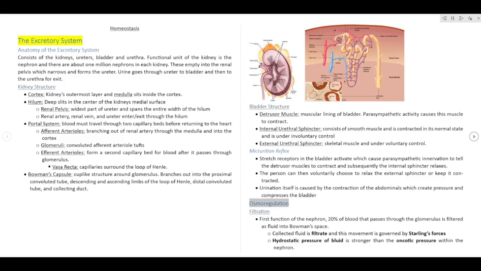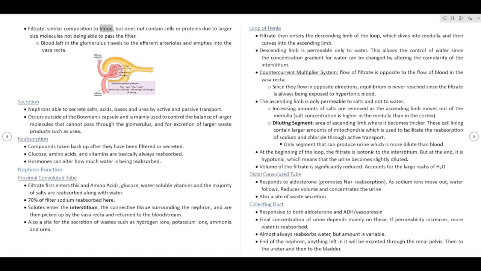Osmoregulation. Filtration. The first function of the nephron: 20% of blood that passes through the glomerulus is filtered as fluid into Bowman's space. The collected fluid is filtrate, and this movement is governed by Starling's forces. Hydrostatic pressure of the fluid is stronger than the oncotic pressure within the nephron. Filtrate has a similar composition to blood, but does not contain cells or proteins because larger molecules are not able to pass the filter. Blood left in the glomerulus travels to the efferent arterioles and empties into the vasa recta.